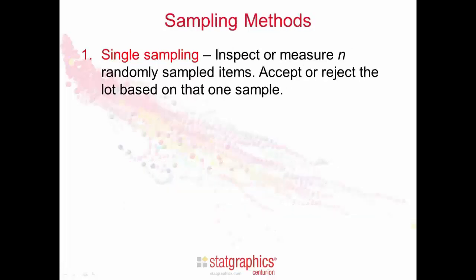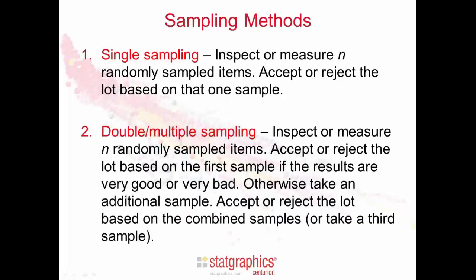We also need to talk about several different types of sampling methods. The first type of sampling we'll be looking at is single sampling. In single sampling, you inspect or measure lowercase n randomly sampled items from the lot. You then accept or reject the entire lot based on that one sample. Now, this is in contrast to double or multiple sampling, in which you take more than one sample.